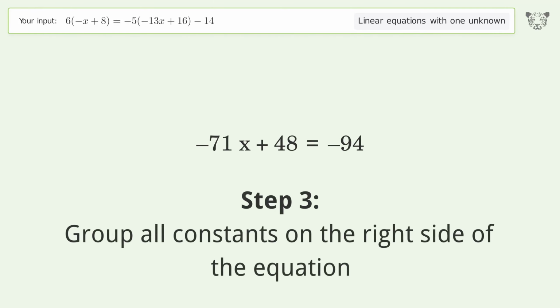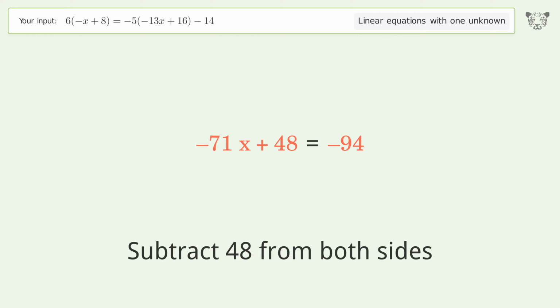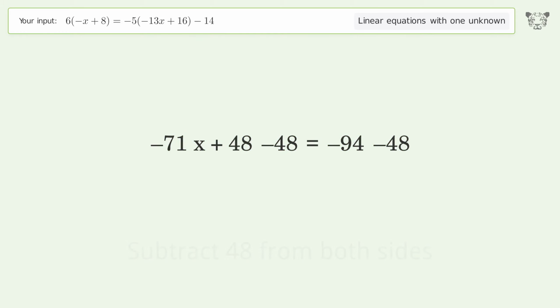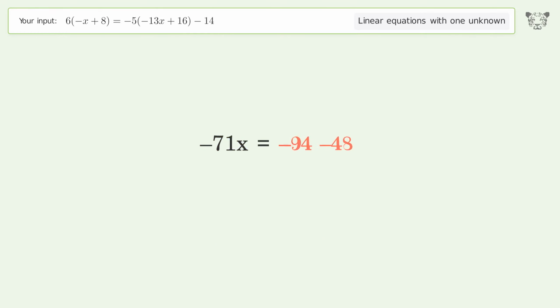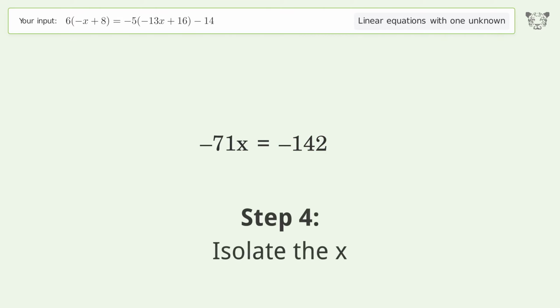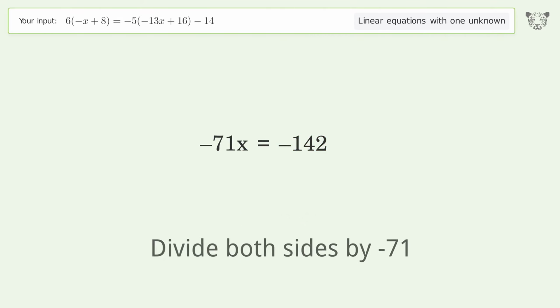Group all constants on the right side of the equation. Subtract 48 from both sides. Simplify the arithmetic. Isolate the x. Divide both sides by -71.